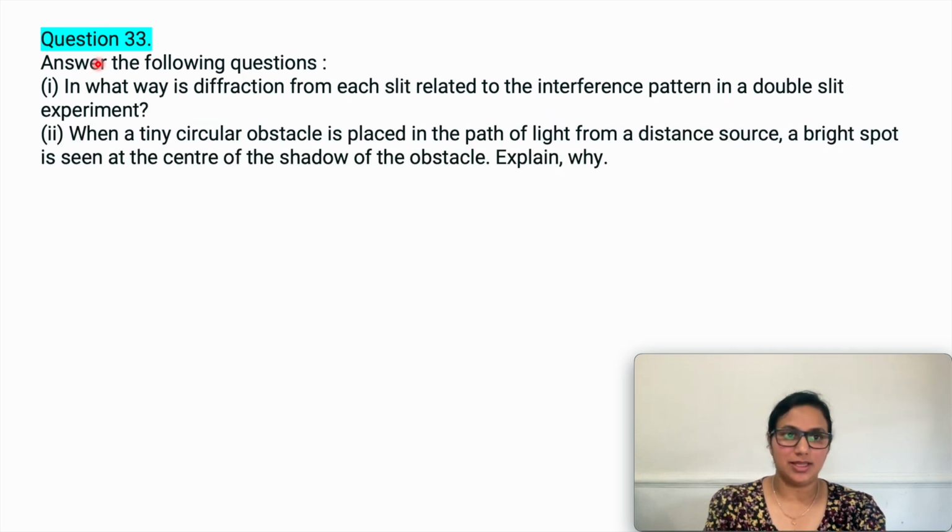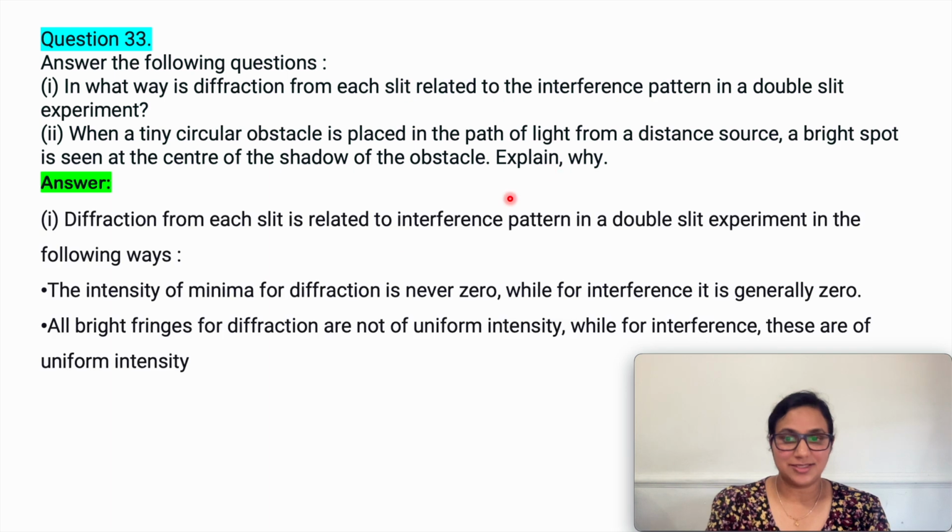Question number 33. Answer the following questions. In what way is diffraction from each slit related to the interference pattern in a double slit experiment? Second part: when a tiny circular obstacle is placed in the path of light from a distant source, a bright spot is seen at the center of the shadow of the obstacle. Explain why. Answer to the first part.